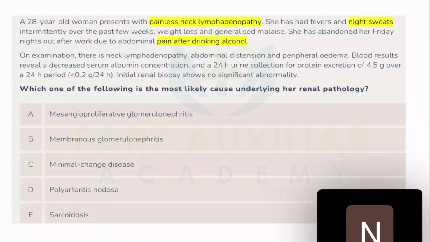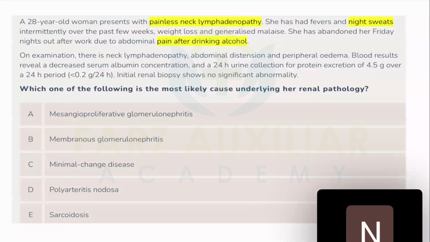Okay, so painless neck lymphadenopathy in a young female, night sweats, fever. Immediately we are thinking of Hodgkin's, non-Hodgkin's, those types of things, after painless neck lymphadenopathy, young female, night sweats, fever, and malaise. Right. And there is peripheral edema.